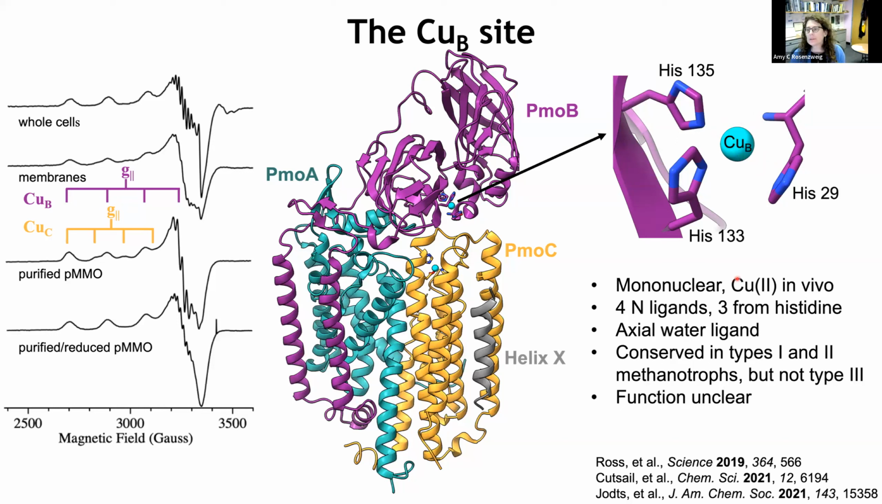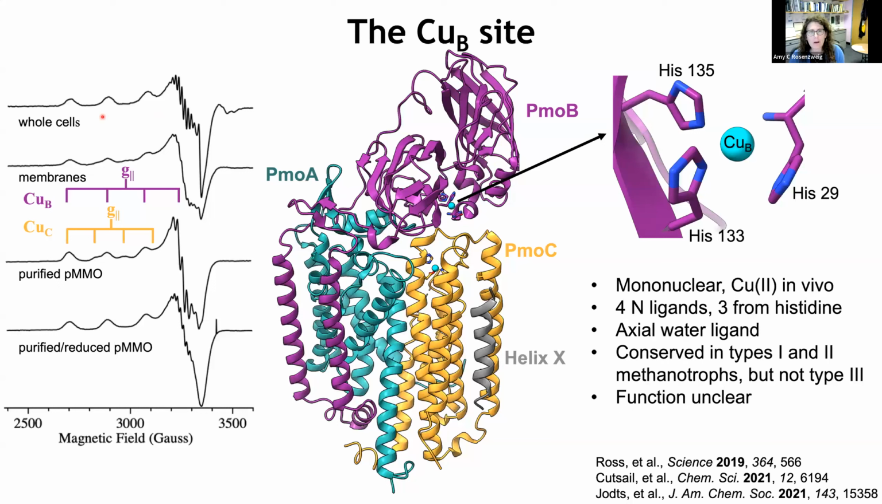Now, we know that this copper site is copper 2 in the cells, and we know that from a lot of EPR experiments that we've done in collaboration with Brian Hoffman, and I have some EPR spectra over here. So up top here is an EPR spectrum of whole cells, and what you can see here is that there's a single EPR signal attributable to copper 2.